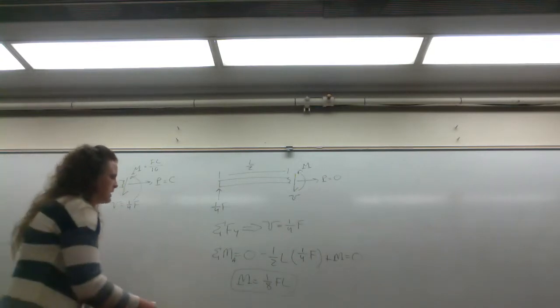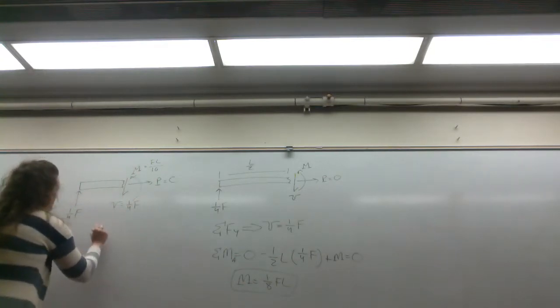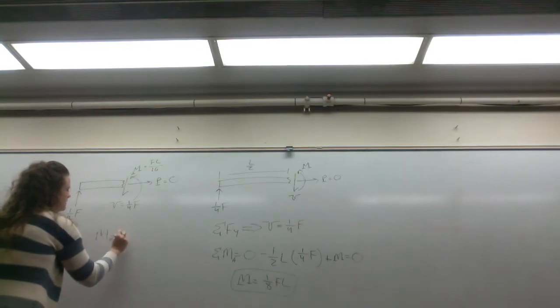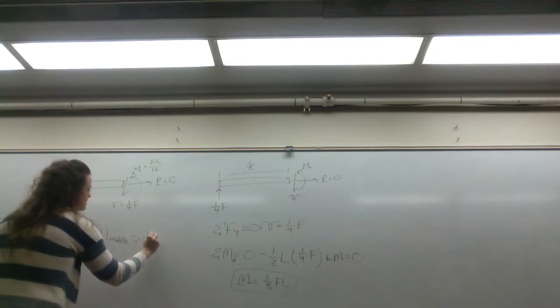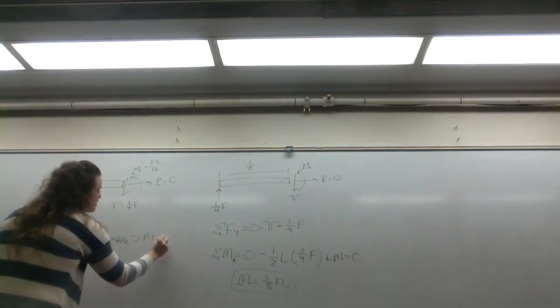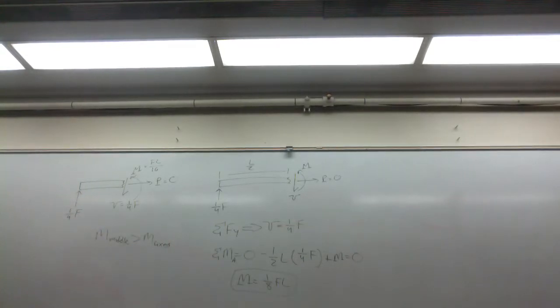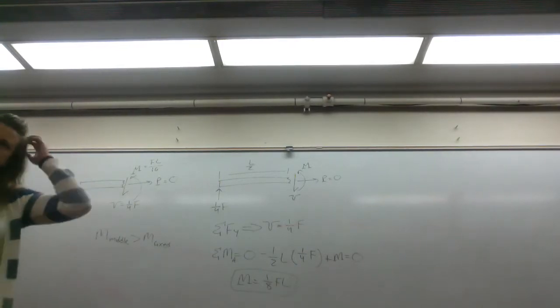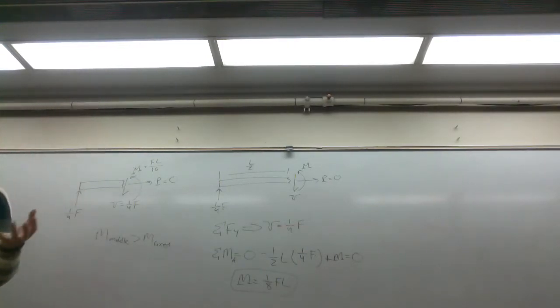So at the middle of the beam, your bending moment is greater than where you are fixed. Right? Does that make sense conceptually about what's actually going on in the beam? You've seen it before. You may not have analyzed the internal forces, but everyone knows it's easier to bend a beam in the middle. All right?